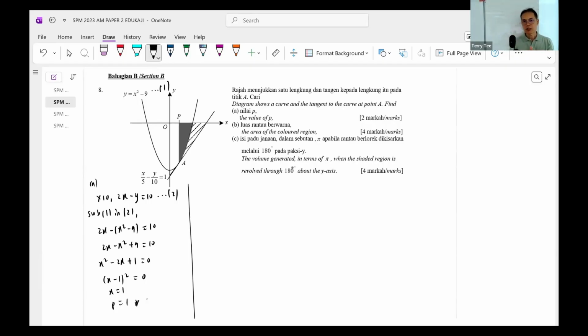How do you find area of the colored region? Okay, there's a difference between colored and shaded. The color is this one. Shaded is this part. Okay, my shaded not very clear because actually this one is shaded. This part is shaded also. Okay, later I'll explain the shaded part.